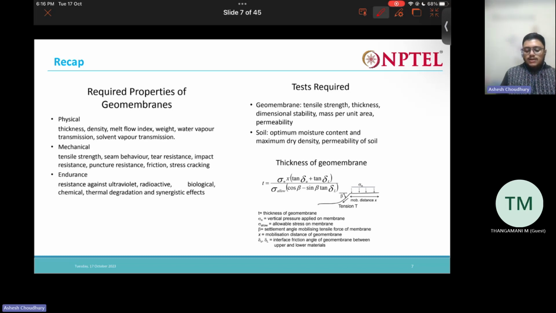Okay. So what are the tests required? For geomembrane: tensile strength test, thickness, dimensional stability, mass per unit area, permeability, all these things are required. And for soil, what are the tests required? OMC, optimum moisture content, maximum dry density, and permeability of the soil. These are the important tests that we have to do for the soil and for the geomembrane. And the thickness of geomembrane, we'll see how to get it. It's given here. We'll see that later, okay, in detail.